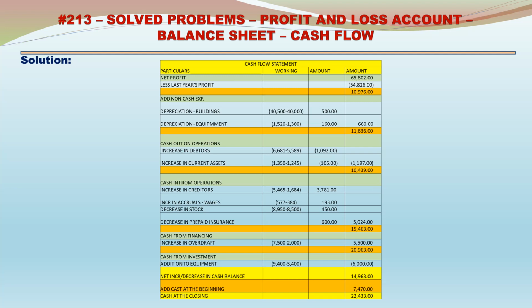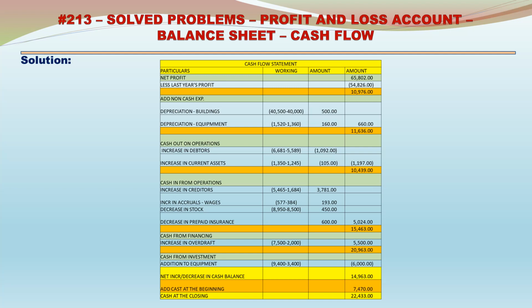Cash in from operations. Increase in creditors 5,465 minus 1,684, 3,781. Increase in accrual wages 577 minus 384, 193. Increase in stock 8,950 minus 8,500, 450. Decrease in prepaid insurance 600. Total 5,024. Total cash from operations 15,463. Cash from financing.